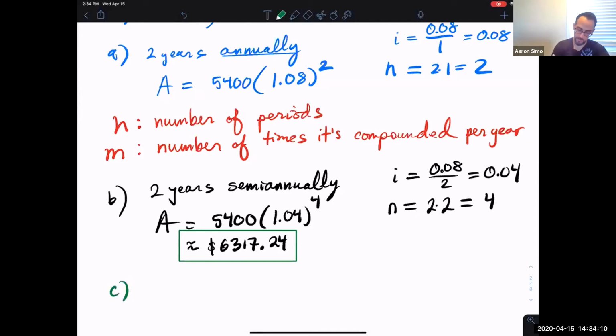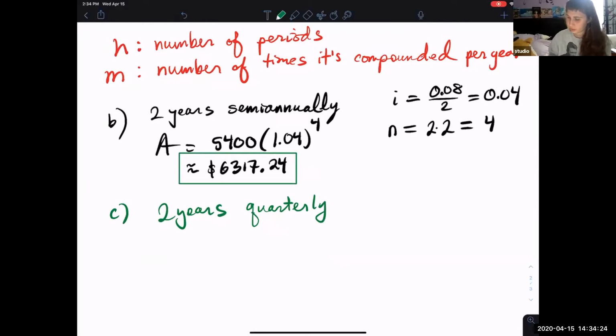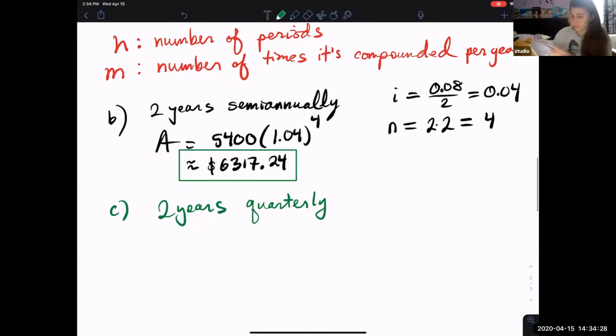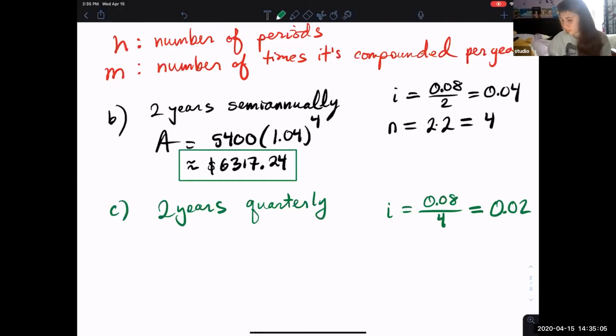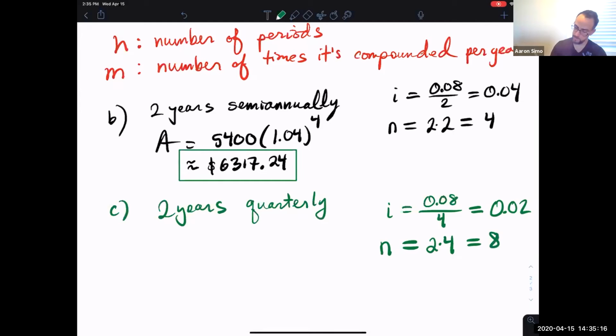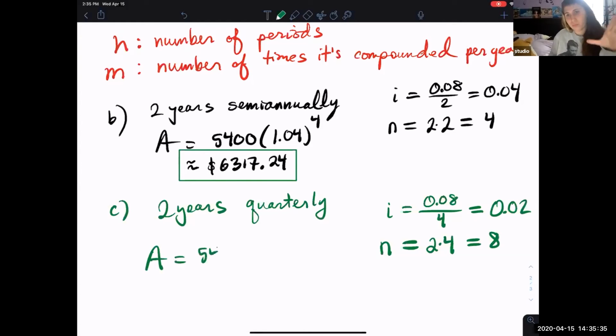Okay, C said 2 years quarterly, right? So tell me what to put in. You would do 0.08 divided by 4. What is I called? Periodic interest rate. Yes, so this is 0.02. And then N would be 4 times 2, that's 8. Good. So it'd be 5,400 times (1.02) to the power of 8. Yep, that's right.